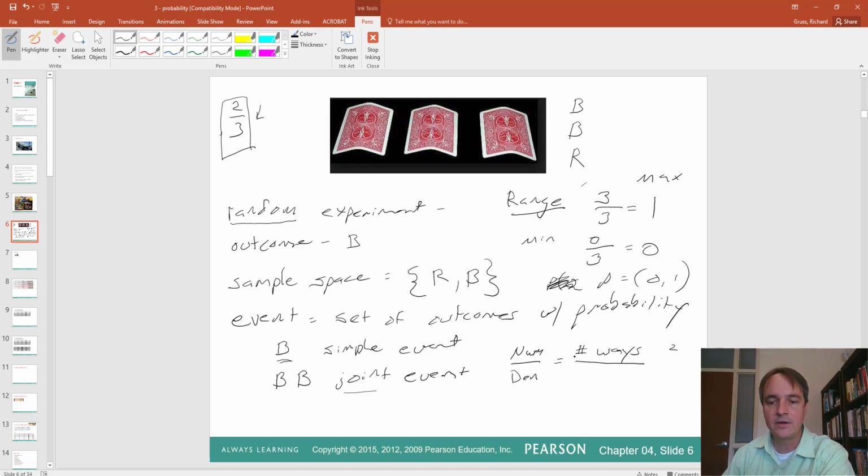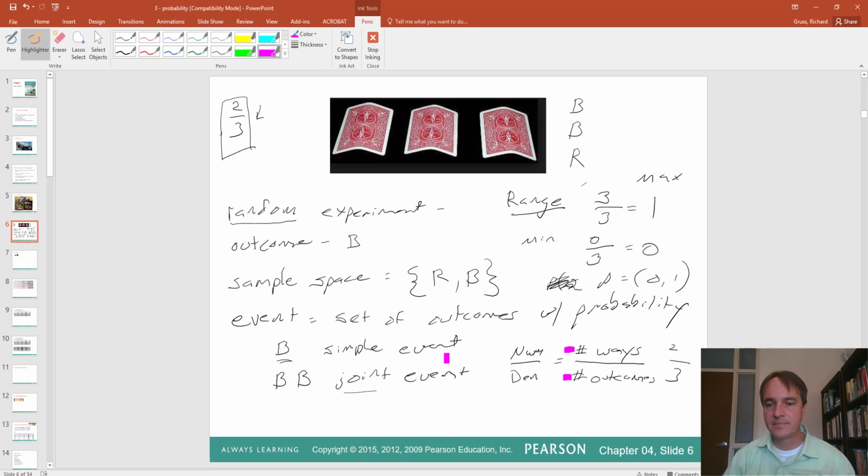And then in the denominator, we're looking for the total number of outcomes. There are 3 possible outcomes here. 2 of them are black, and so that's how we arrived at 2/3. So when we are trying to find out the probability of an event, we need to find the number of ways of getting that event, and then divide it by the total number of outcomes in the sample space.